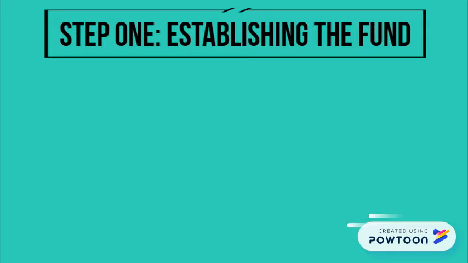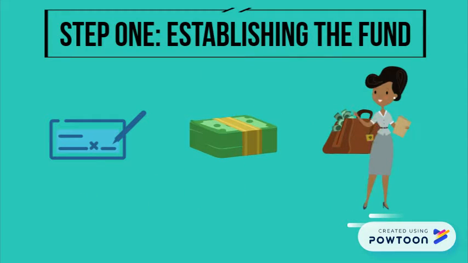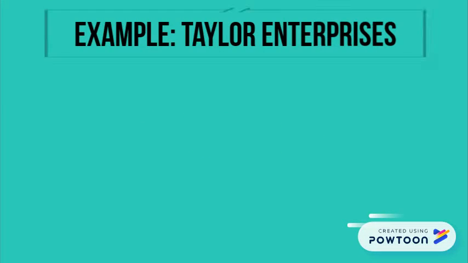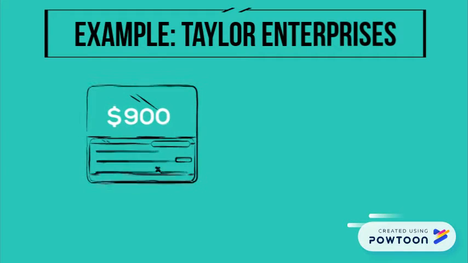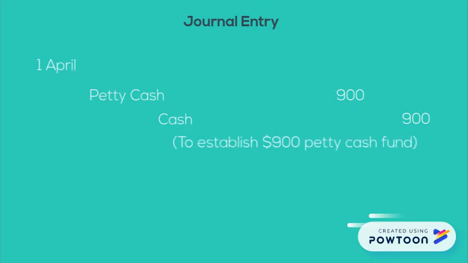A petty cash fund is established by writing a check for the amount of the fund, cashing the check, and then placing the cash under the care of an employee designated as custodian. To illustrate, suppose that on the 1st of April, Taylor Enterprises cashes a $900 check to establish a petty cash fund and gives the cash to Lucy, the custodian. On this date, Taylor would record the following journal entry.